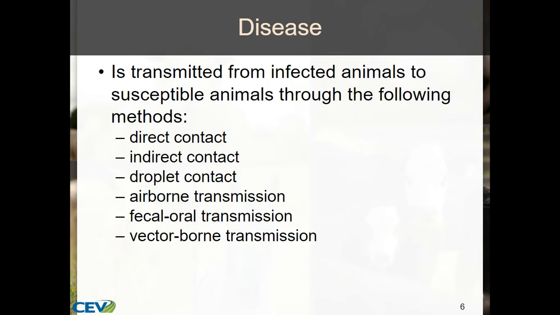Infectious diseases, or transmittable diseases, are those that can move from an infected animal to another susceptible animal through a multitude of different methods. We have direct contact, indirect contact, droplet contact, airborne transmission, fecal oral transmission, and vector borne transmission. We're going to be focusing mostly in this unit on infectious diseases, because as producers or as owners of animals, these are the ones that we can do the most to mitigate against. We can put in protections, we can provide medications and treatments to stop the spread of these.